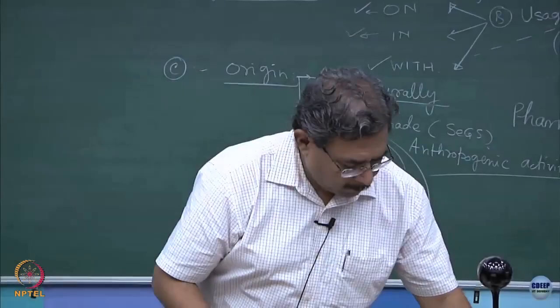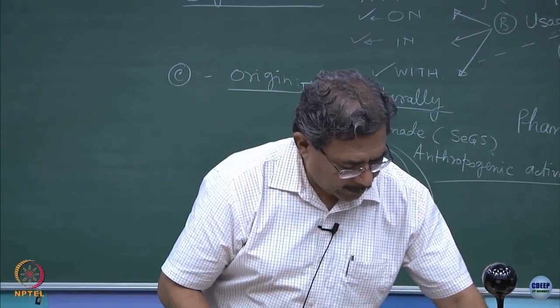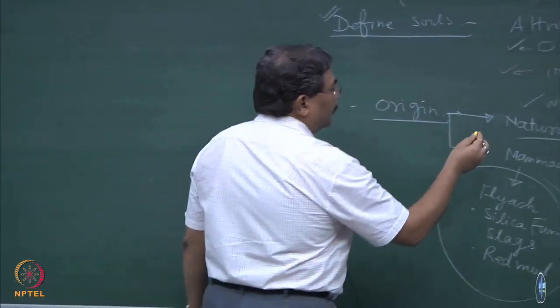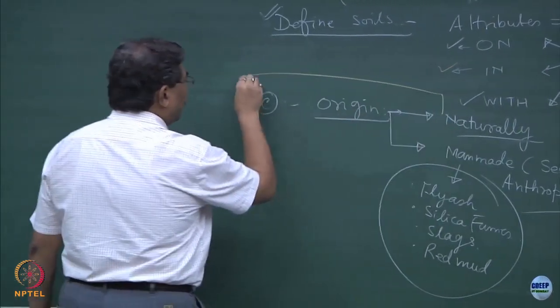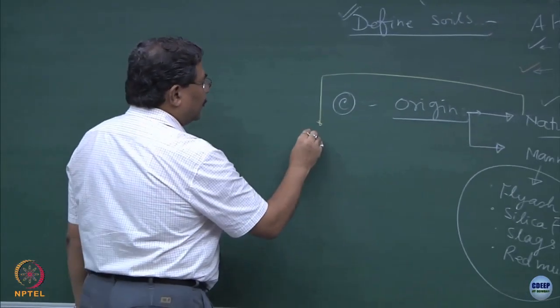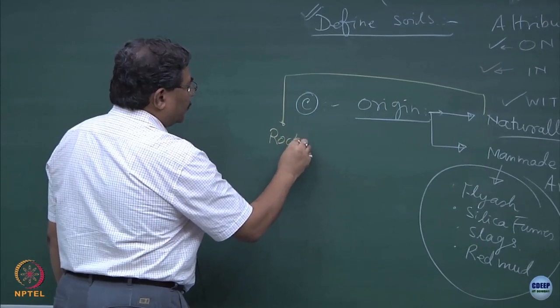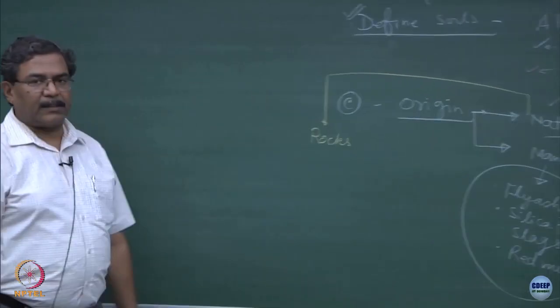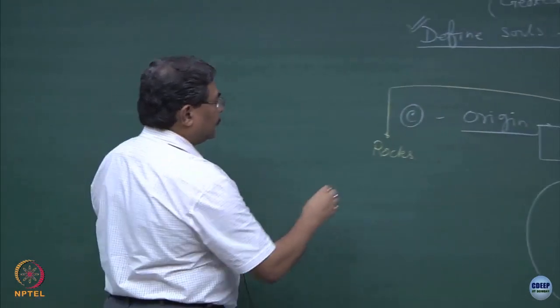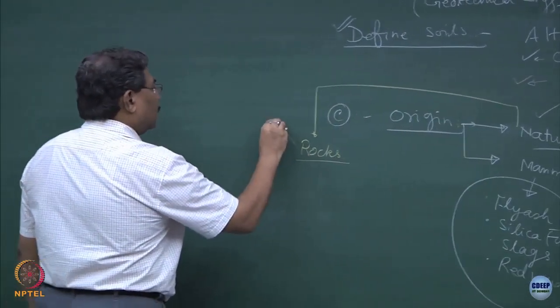So, when we talk about naturally occurring soils, and there have been a lot of questions regarding this, these are basically from disintegration of rocks, which we discussed some time back. There are three types of rocks you must have studied.